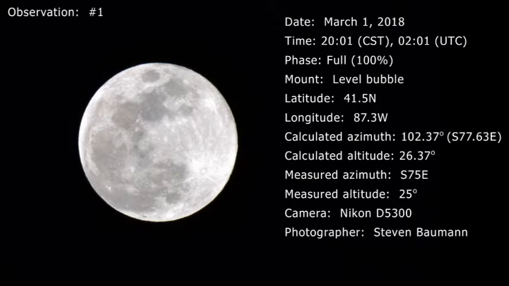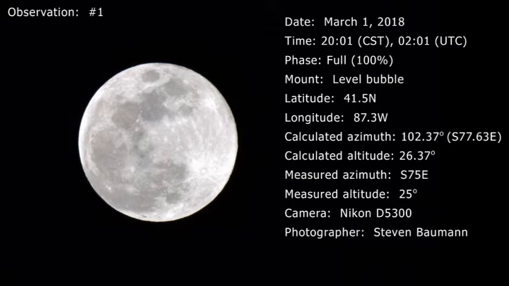Phase, mount level: I used a leveled tripod with a bubble level. The first observation was not leveled very well, but this is what you're looking at right now. This is the very first observation. My latitude, my longitude, my calculated azimuth, which I got from dateandtime.com, and calculated altitude. I transferred it into the azimuth.